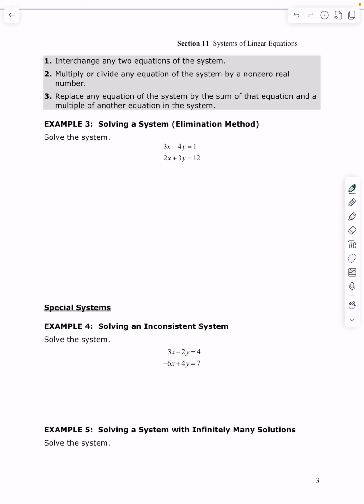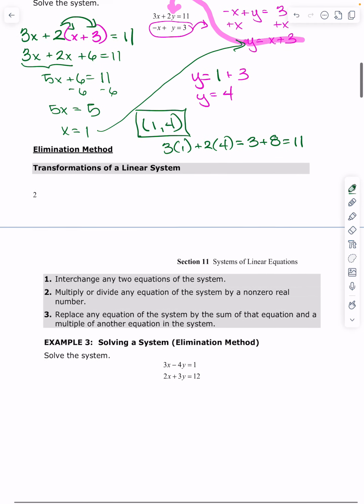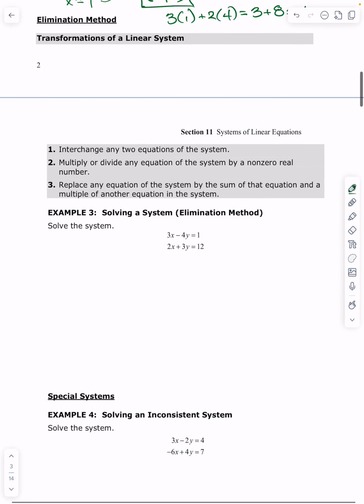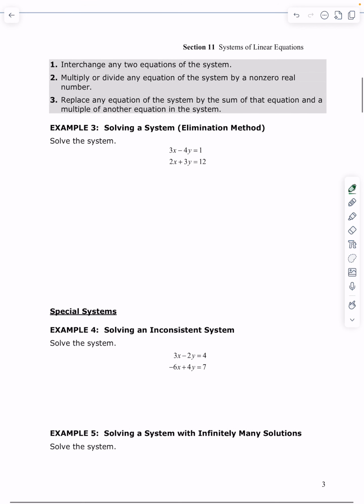Okay, here are the Chapter 11 notes. This is page 3. We have talked about solving by graphing and solving by substitution. Now we're going to talk about another method, and that's the elimination method. What we're going to try to do with the elimination method is to create two equations that we can add together and eliminate one of the variables.